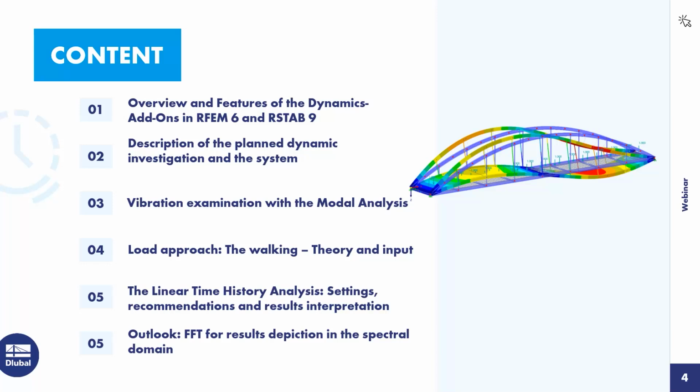In the third step, we will start with the program. We will examine the vibrations with the modal analysis, so look at all of the eigenfrequencies of the system. Then we will start with the time history analysis, at least with the load approach for walking, the theory, and how we can input this in the program. Followed by that, we will continue with the time history analysis settings, some tips for time stepping, and also the results interpretation. Depending on the time left, we will also have an outlook on further processing the results with the help of a fast Fourier transformation into the spectral domain.